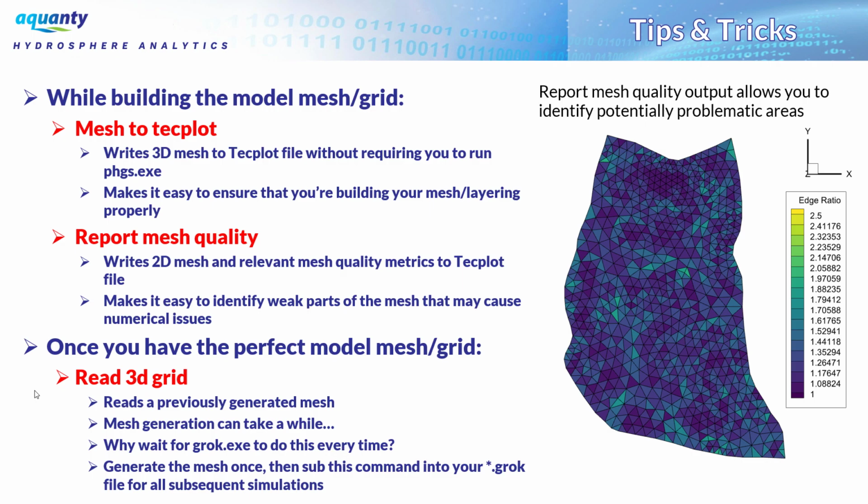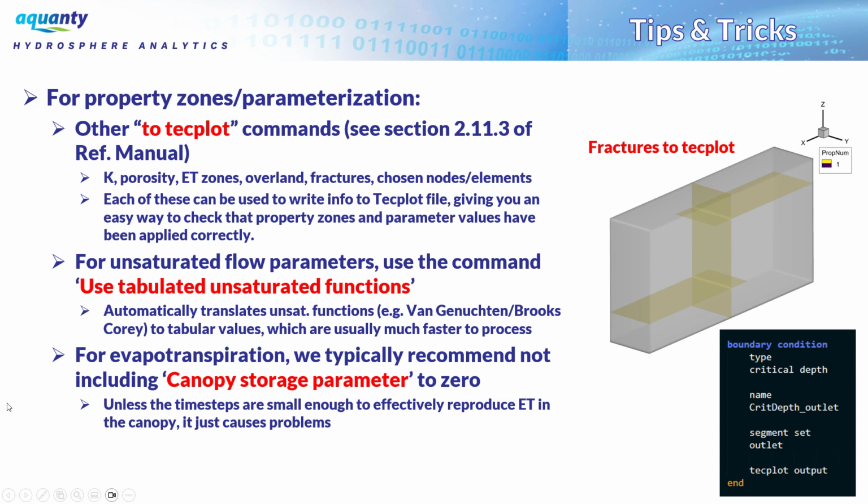Whenever you're applying new property zones or new domains, consider using all of these 2 tecplot commands. These also are going to produce results when you run grok. You don't have to run the full model. We've got K to tecplot, porosity to tecplot, overland to tecplot, fractures to tecplot. They allow you to visualize different aspects of the model without having to fully run PHGS.